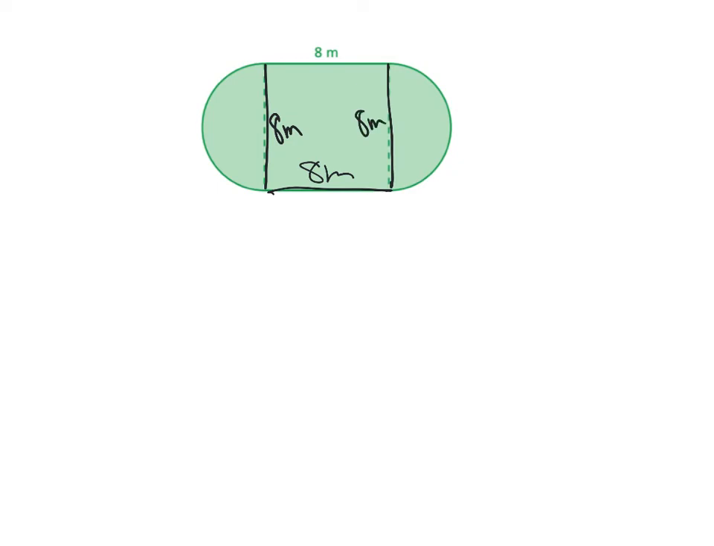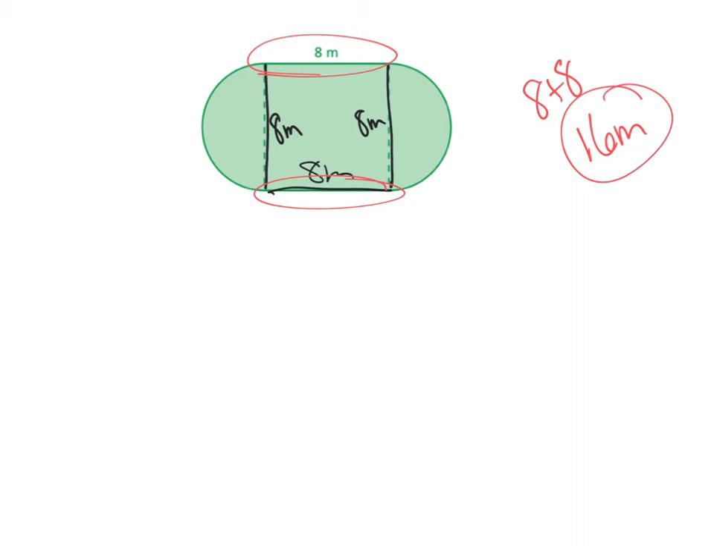Okay, I only actually need to know, for perimeter's sake, these two outside sides. This side and this side. Okay, so I'm going to add 8 and 8 together, and I'm going to get 16 meters. Okay, that is part of my answer.